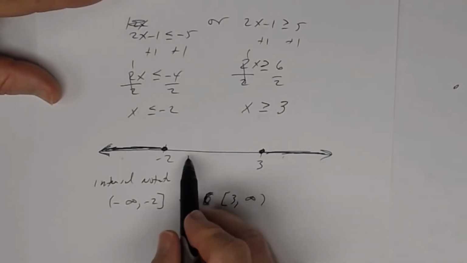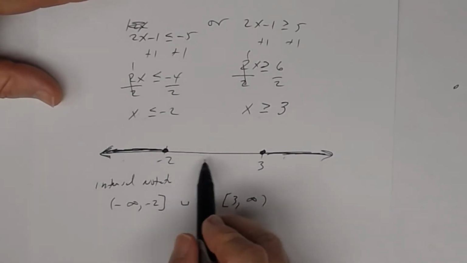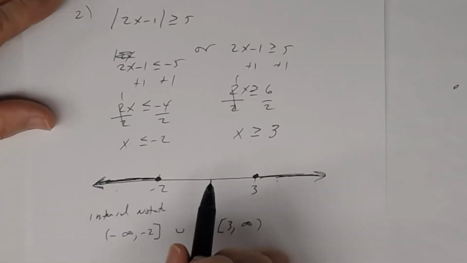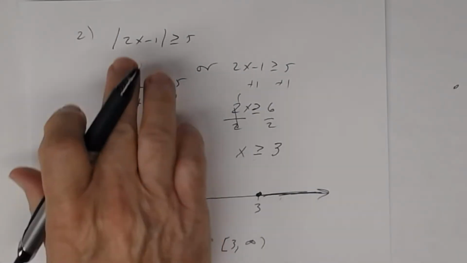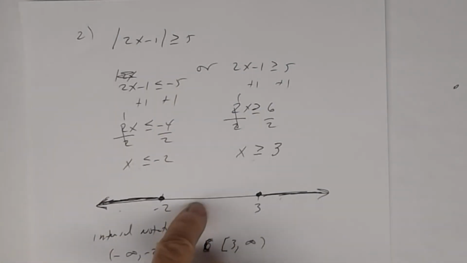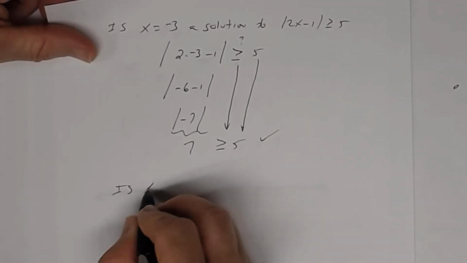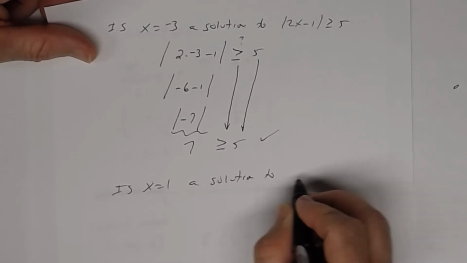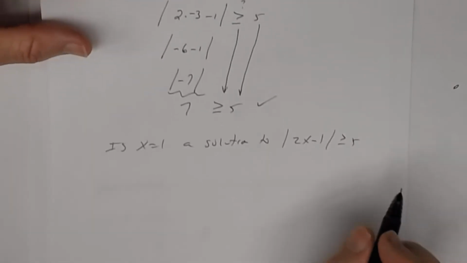Okay? Now, you see this part's not shaded, right? One of the numbers in here is, let's say, 1. So 1's in here, right? So let's see why 1 is not a solution. So I'm going to ask, is 1 a solution to this inequality? It better not be because I don't have it shaded. So is x equal to 1 a solution to the absolute value of 2x minus 1 is greater than or equal to 5? So let's check.